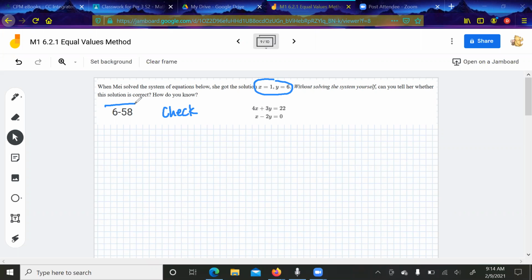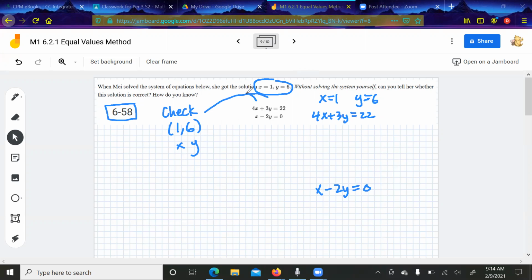So go ahead and write 58 on your paper. Go ahead and write x equals 1 and y equals 6. That's our solution. And we're going to write this equation, 4x plus 3y equals 22. And then I'm going to put the other equation way down here, x minus 2y equals 0. If I want to check if (1, 6) is a solution, basically that's what she got, right? This is x, this is y. So can't I plug both of those numbers into the equation here and see if I get 22?